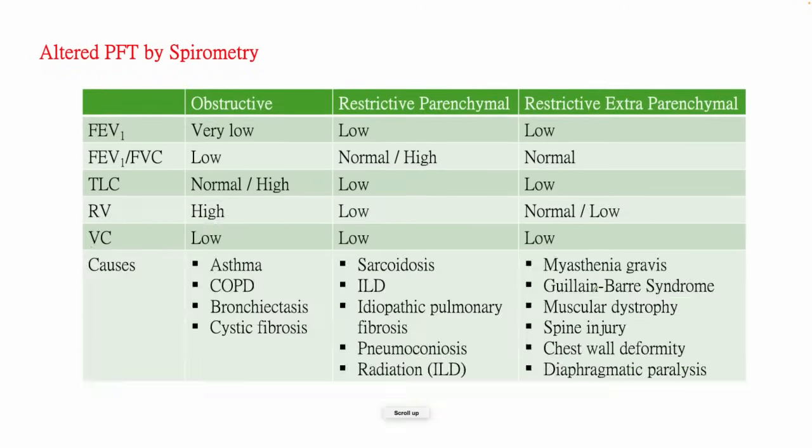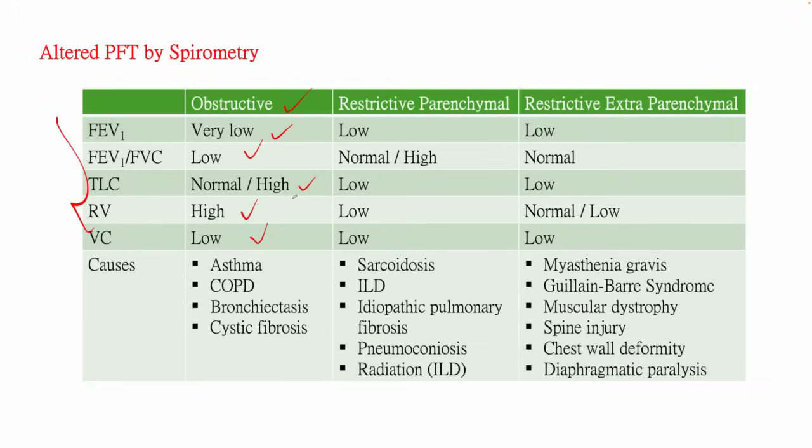Next, altered PFT. Now in which cases will you find an altered spirometry test? When there is obstructive lung disease, what will be the spirometry clinical evaluation? FEV1 will be very low. You will find the ratio is also low. Total lung capacity can be normal or high. Residual volume will be high and vital capacity will be low. So these are the clinical parameters which you should remember.